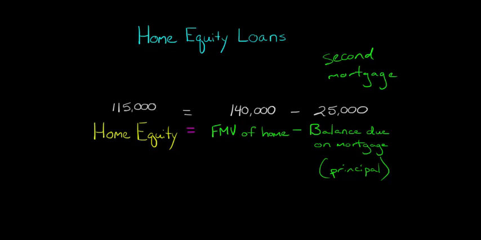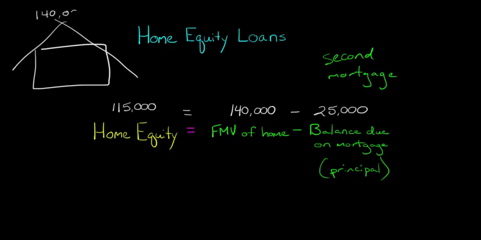If you think about your home and the claims against it, here's your home, and the home is worth $140,000. Over here, the bank has a claim against $25,000 of that $140,000, and you have a claim against $115,000. So this is your interest in the home, in the ownership of the home. This is your share at this point in time, however you want to think about it.